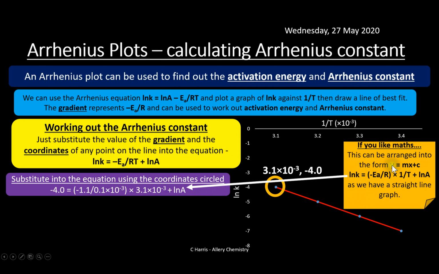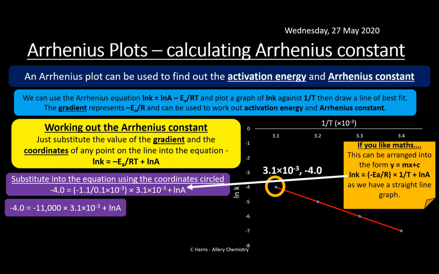So all I've done is put in the coordinates here. So y is minus 4. M is your gradient, which is minus EA over R, so that's minus 1.1 divided by 0.1 times 10 to the minus 3, because we've got the figures there, taken from the previous slide. Then multiply that by your x, which is 33.1 times 10 to the minus 3. That's the value of x there. And then ln A is the value of c, that's the bit we want to work out.